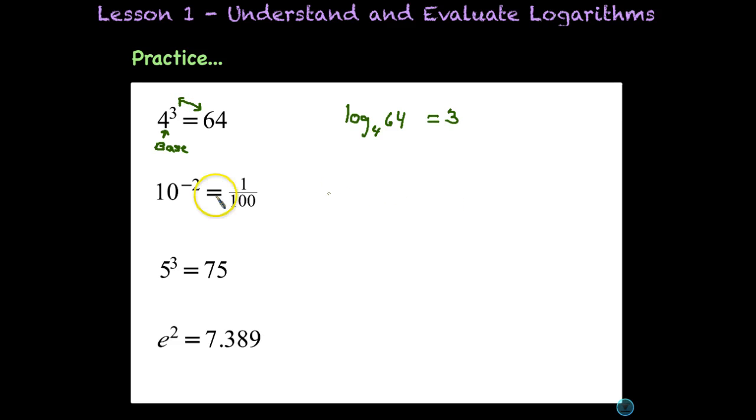Let's try the next one. So we have 10 to the negative 2 equals 1 over 100. It looks tricky, but if we just follow the same rules, we should be fine. So we know we're going to change it to a log, so we write log, and we keep our same base, 10. And now we just switch these two, because we know that the log base 10 of a number is going to be equal to our exponent of negative 2. So log base 10 of 1 over 100 has to be equal to negative 2, and that's all there is to it.